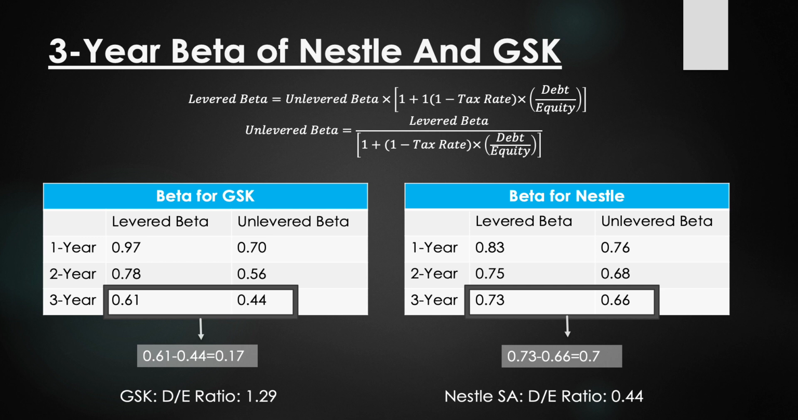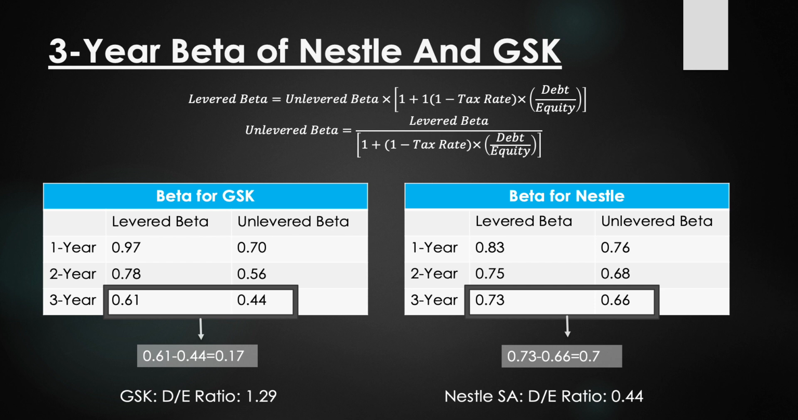For the 3-year beta, GSK had lower betas compared to Nestle. For unlevered betas, GSK was lower by 0.12, whereas for levered beta, GSK was lower by 0.22. However, for each company, both levered and unlevered betas were lower than 1, meaning that a stock with a beta lower than 1 is expected to rise less than the market when the market is moving up, but also fall less than the market when the market is moving down.